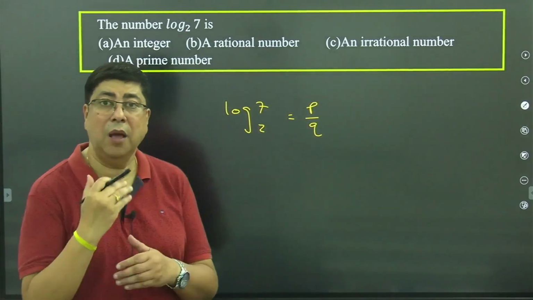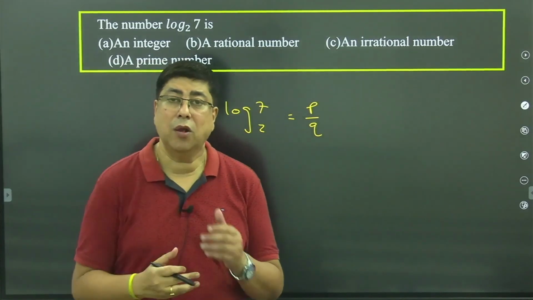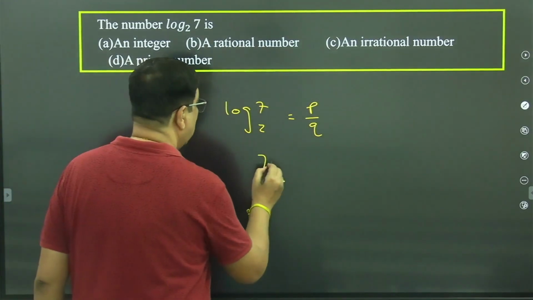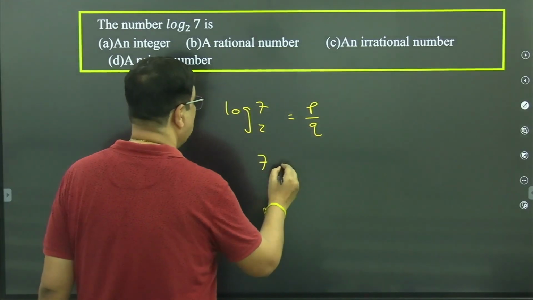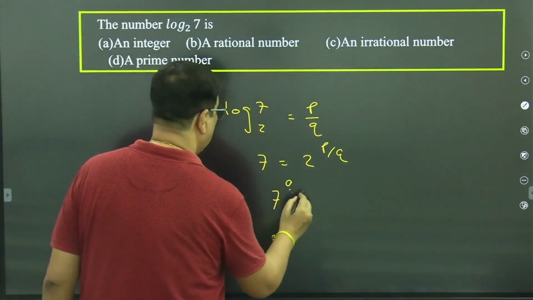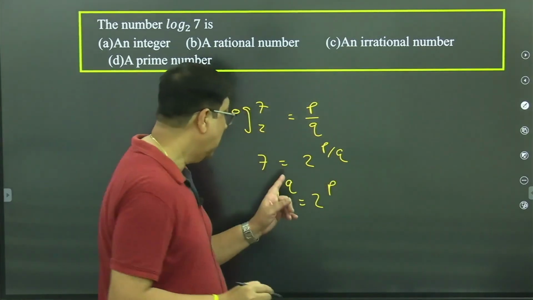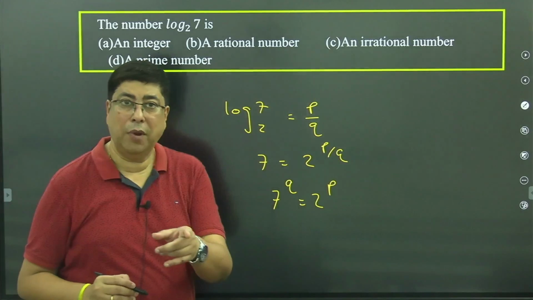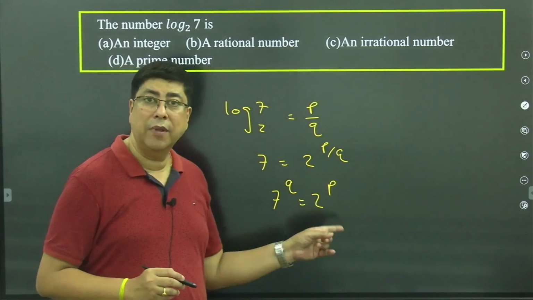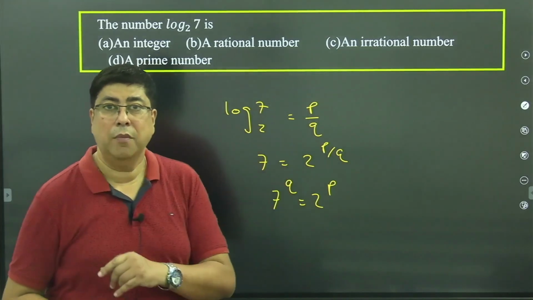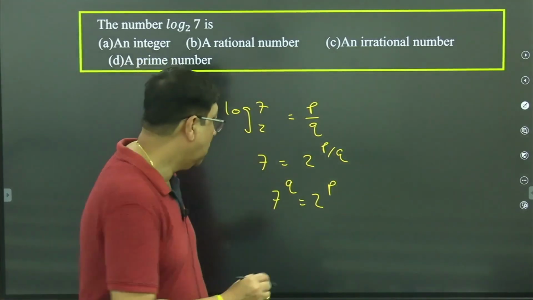In a number of cases in class 11, we will prove by contradiction. So here 7 equals 2 to the power p by q. So 7 to the power q equals 2 to the power p. Everybody, there is no power of 7 that is even. 7 to the power anything is an odd number, and 2 to the power anything is an even number. So there is no power of 7 which is equal to an even number. So it is not possible. It is the contradiction.